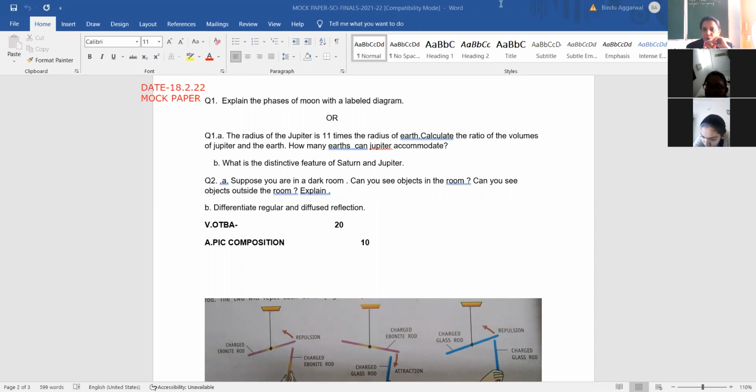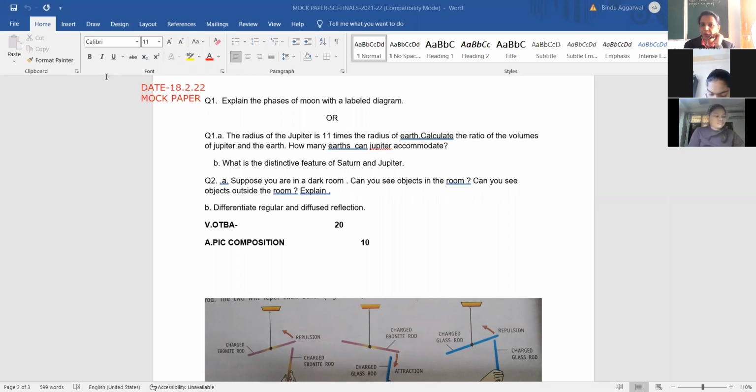First of all, let the radius of Earth be R. And the radius of Jupiter, it's written, is 11 times, so the radius of Jupiter will be 11R. Okay, let's continue with this question. I hope this question is clear to you.